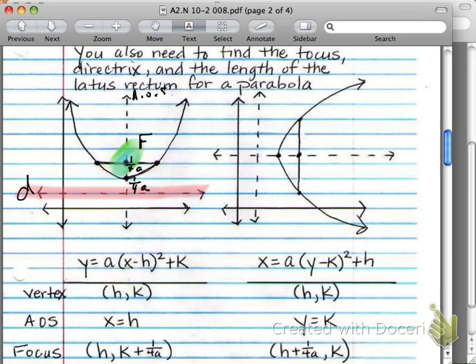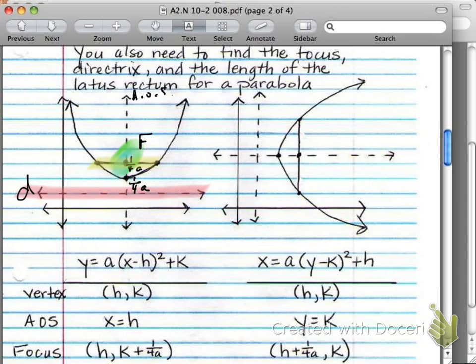Now, our next thing. Right here, this is called the LR. See that yellow line? It's this little yellow line right here that goes from here to here. That's your LR. What's the total distance of your LR? Anybody know? Yeah, absolute value of 1 over A units. That's the total length of your LR.